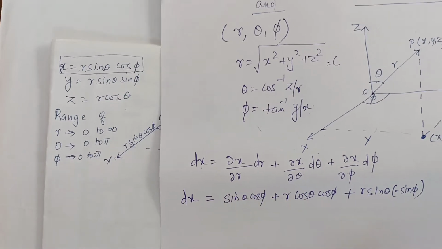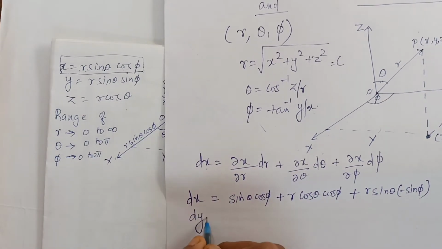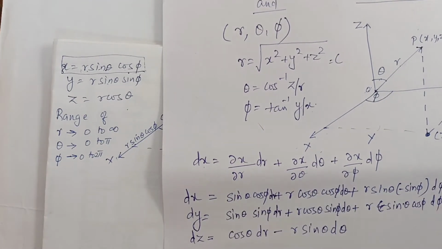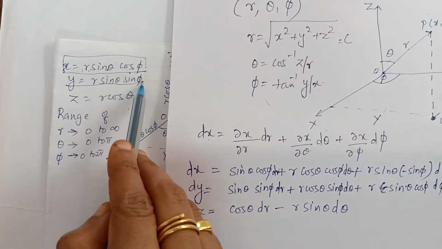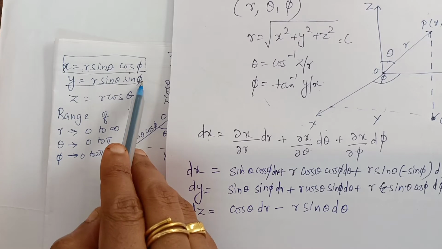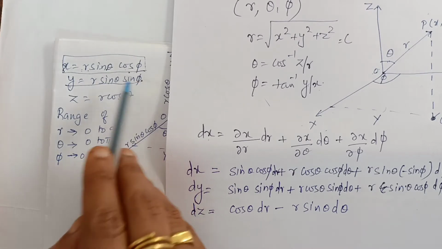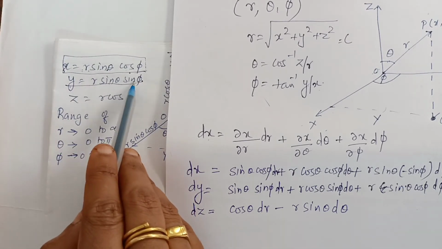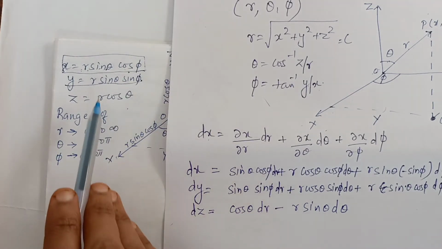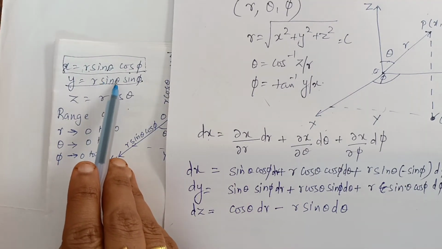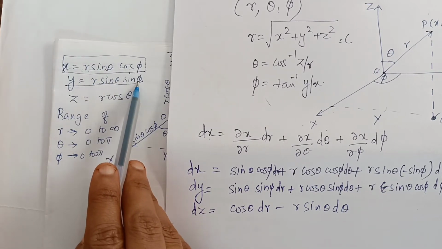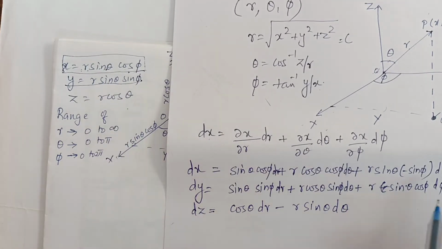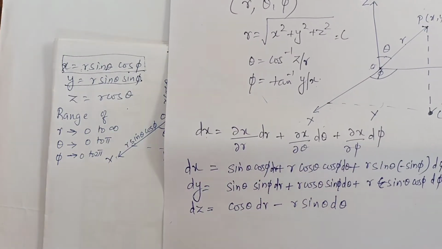Okay, now similarly if you want, we can write for dy also. So dy is equal to, since for y we have considered r sin theta sin phi, first differentiating with respect to r, we will get sin theta sin phi. Then differentiating with respect to theta, instead of sin theta you will get cos theta. And then with respect to phi, instead of sin phi, we have written cos phi.